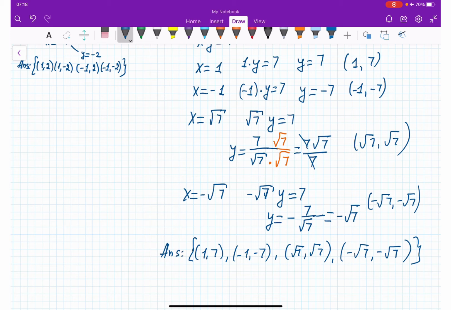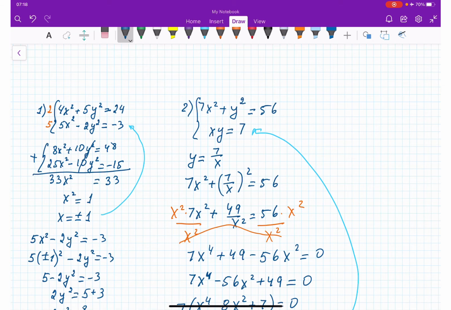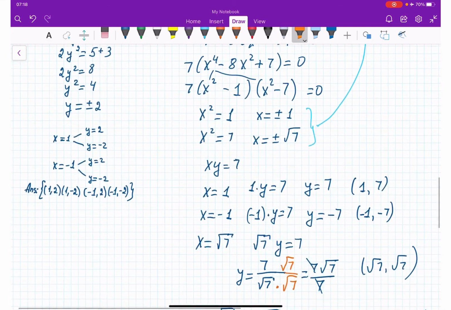So, how do you know from the very beginning how many answers you possibly have? Since you have two variables, right? You have x squared, that means you have to expect 2 x's. You have y squared, that means you have to expect 2 y's. And accordingly, it's going to be a total of 4 solutions.